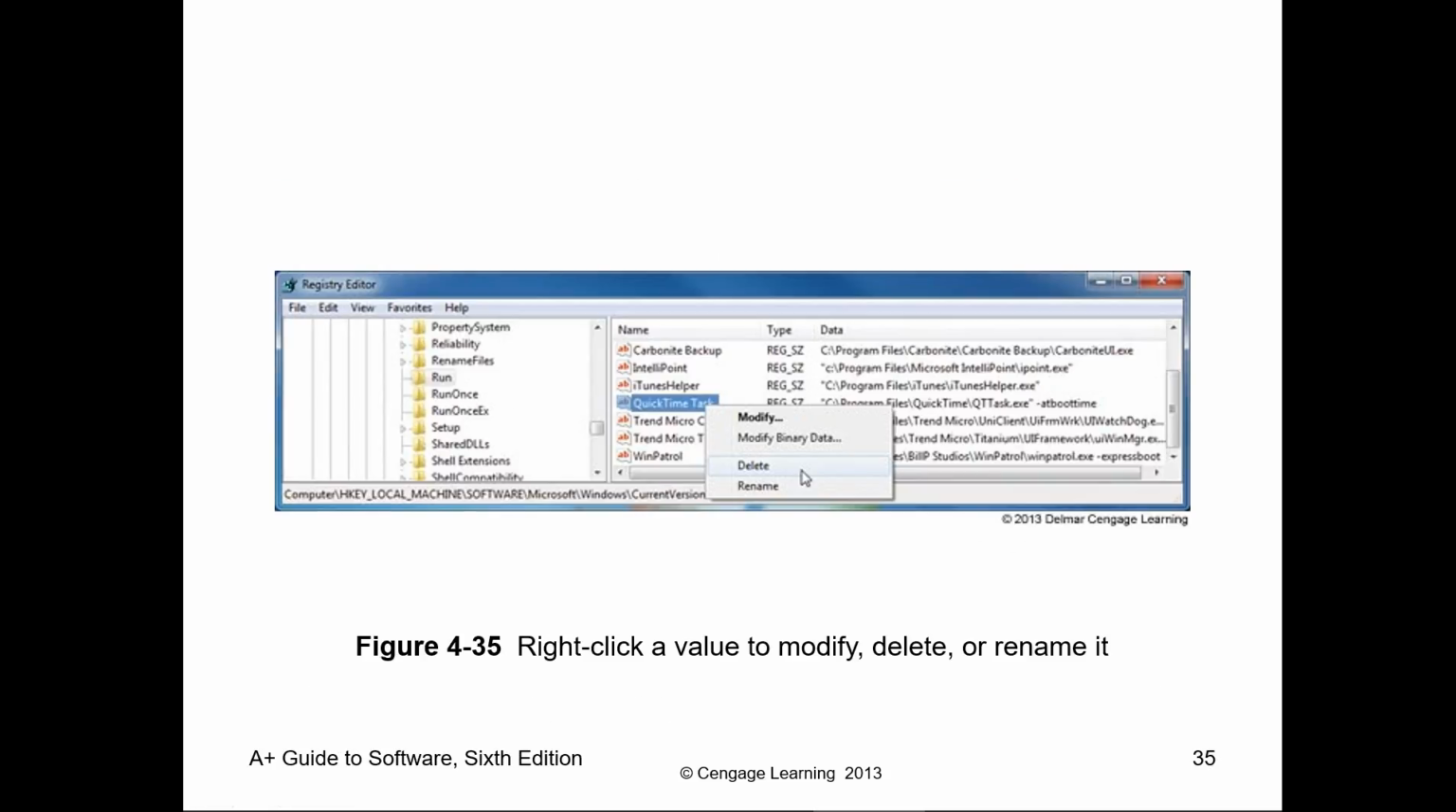We can delete programs if we go to the appropriate path: Local Machine, Software, Microsoft, Windows, CurrentVersion, Run. This will show you all programs that are running at startup. This is one way of doing it, not the best, but this is one option.